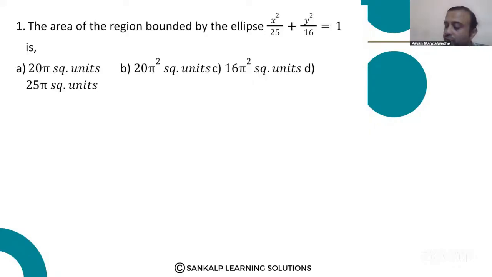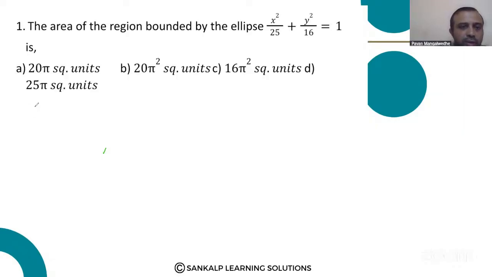Today we are going to learn a new topic in the lesson, that is application of integrals. This is the first question: the area of the region bounded by an ellipse centered at the origin, x square by 25 plus y square by 16 is 1. What is the area of that? Okay, let me move on to the solution now.